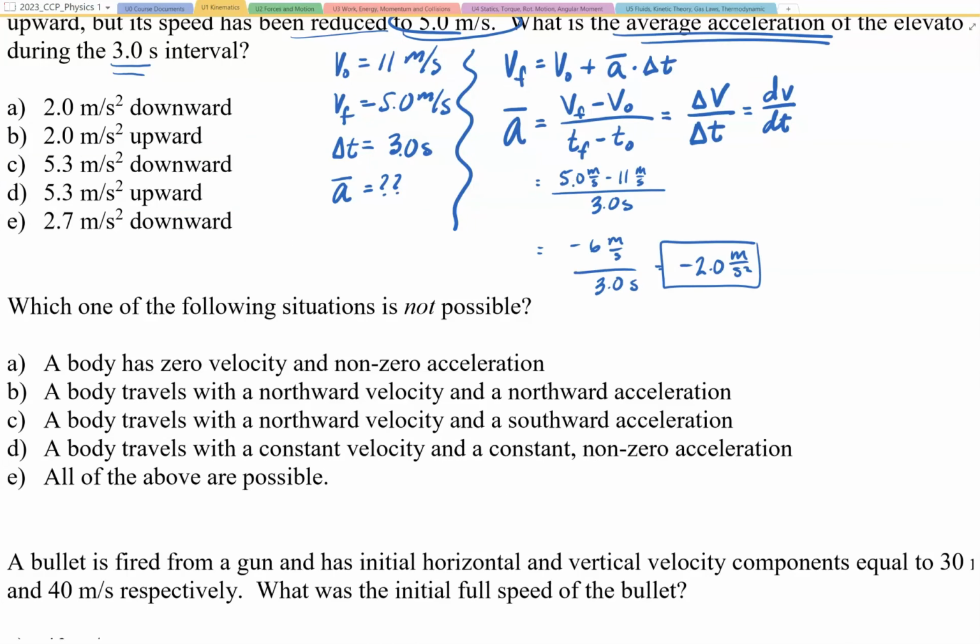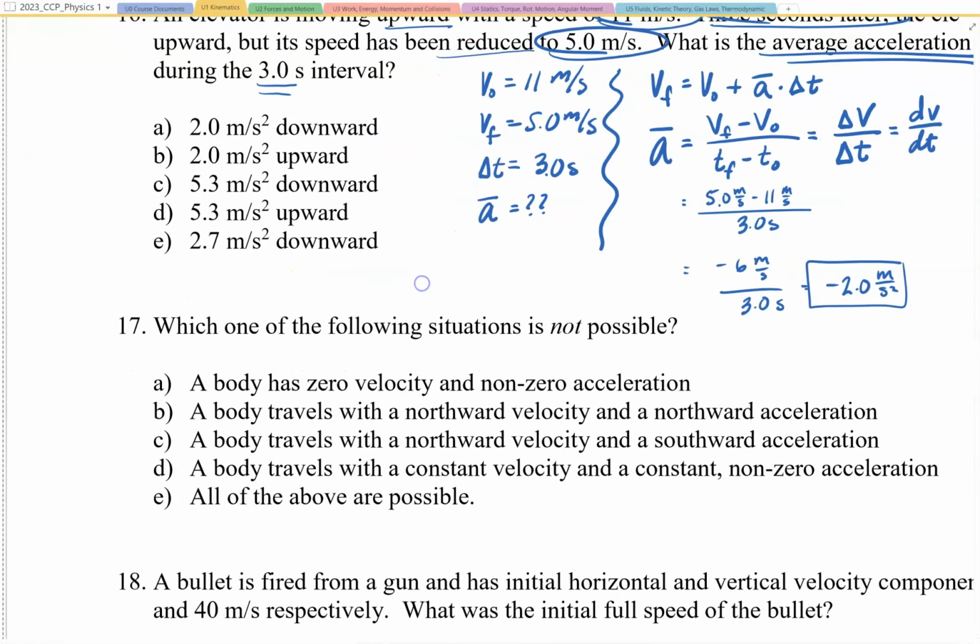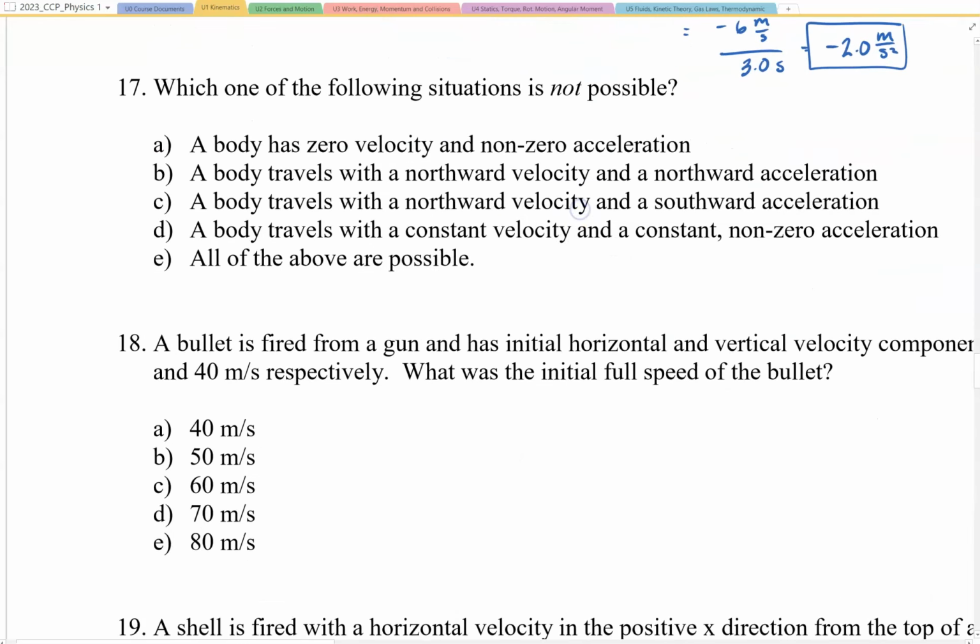With our values substituted, our final velocity was 5, initial velocity was 11, divided by the change in time of 3 seconds, that yields a result of negative 2.0 meters per second squared. It's important to note direction here, because that negative value implies that the acceleration is pointing downward, while our velocity was upward, and that produces a deceleration.